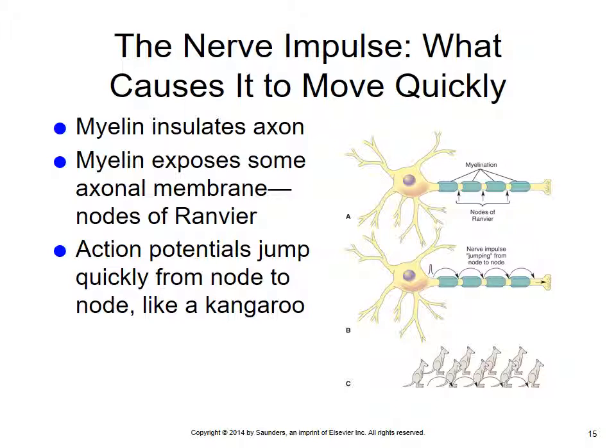And then the action potentials jump quickly from node to node like a kangaroo. So the action potential jumps from this node to the axon terminal. The jumping kangaroo effect increases the speed of the action potential. The jumping of the action potential is also called saltatory conduction. Myelinated fibers are therefore very fast conducting fibers.